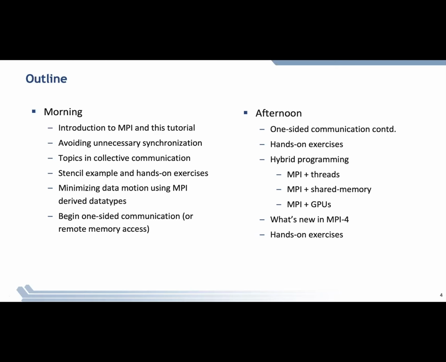So in the morning, just a brief introduction from my end, and then Ken is going to take over, and he's going to talk about synchronization in MPI programs and how you may inadvertently introduce synchronization without realizing it, and that can cause delays that propagate and slow down your program, and how to avoid those things. Then there'll be some topics in collective communication and derived data types, and some simple examples to get started with that stuff. And then towards the end of the morning part, I will begin with one-sided communication or remote memory access, which is an advanced feature in MPI.